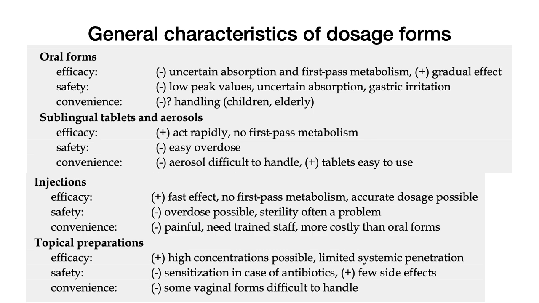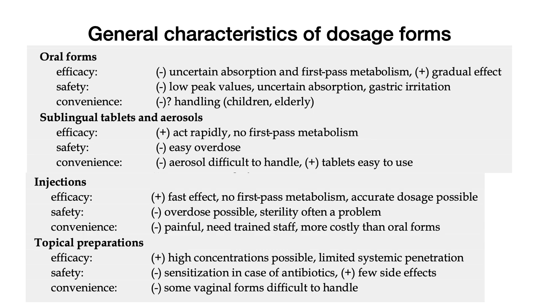Here in this slide, you will see that, for example, with oral medication, sometimes efficacy is uncertain because of the absorption. This can impact the safety because there might be a low peak value or uncertainty with absorption. And for the convenience of taking oral medication, if you have large tablets, it will be difficult to handle by elderly people and some children, and then you need to switch to a liquid form.